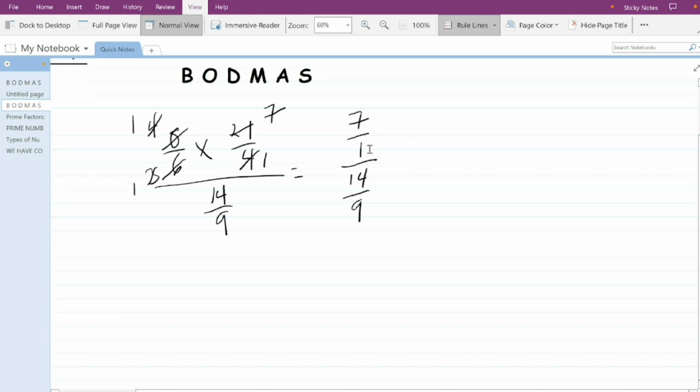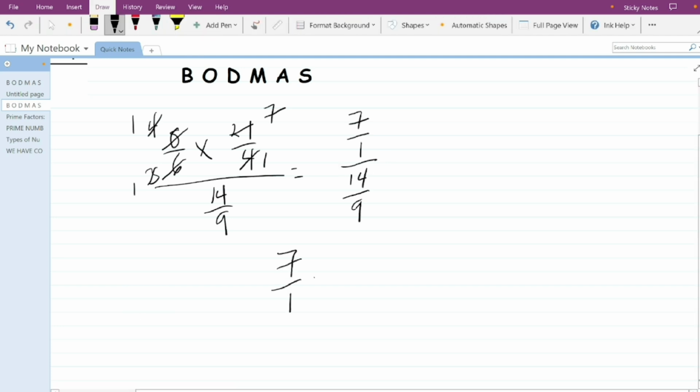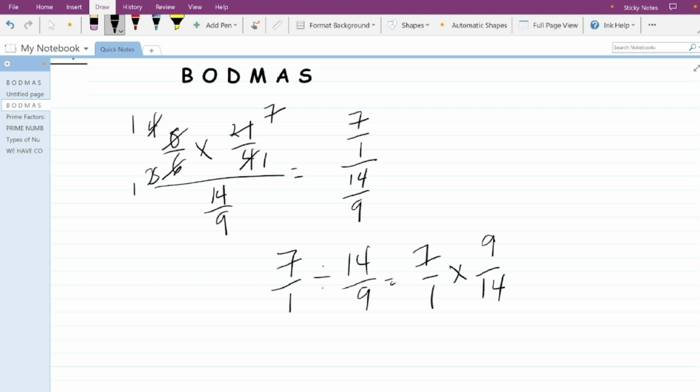At this point, we have 7 over 1 divided by 14 over 9. We know this is separate and this is another separate fraction, and they are linked by division sign. So we have it as 7 over 1 divided by 14 over 9, which is also equals to 7 over 1 times 9 over 14. At this point, we can cancel out 7 here, 1, 7 is 14 is 2. What we have left is 9 times 1, 9, 2 times 1 is 2. We have 2 over 9.